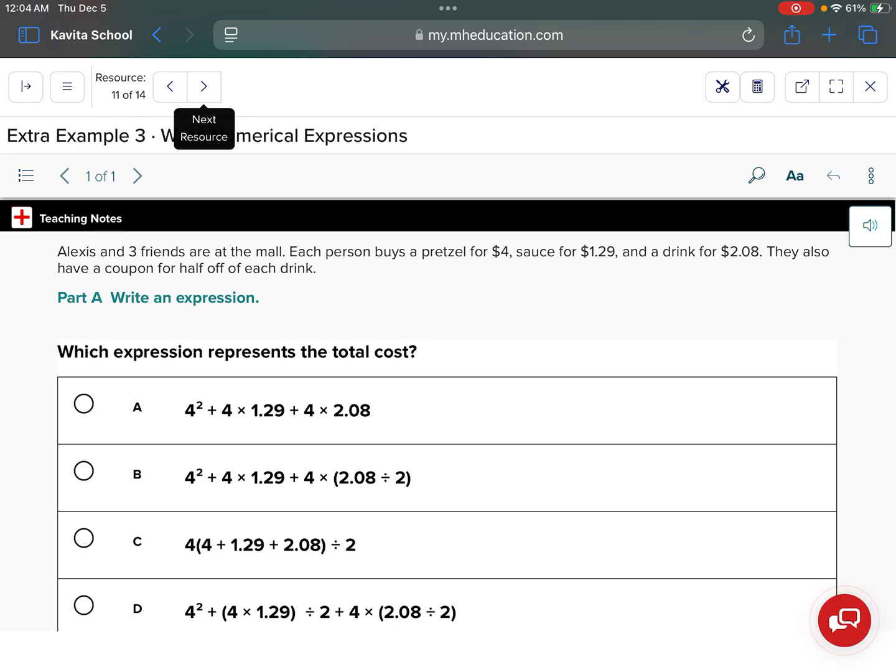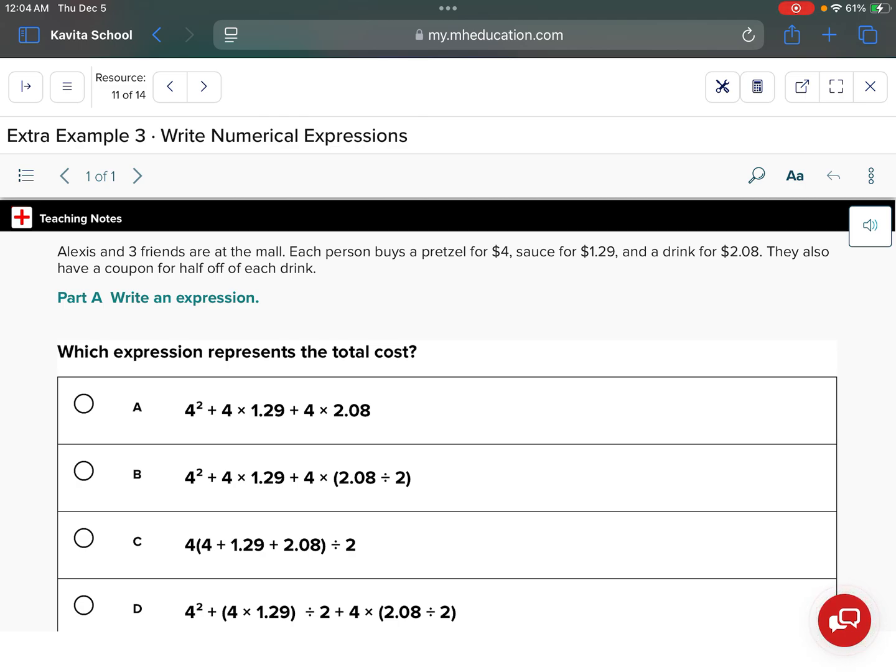Next, we look at the sauce. So each person buys a sauce for $1.29. So we have 4 times $1.29. Let's see, A shows 4 times $1.29. B shows 4 times $1.29. C also shows 4 times $1.29, though it's expressed differently. We've used the distributive property over here. And D also shows 4 times $1.29. So far, all the expressions still seem correct.